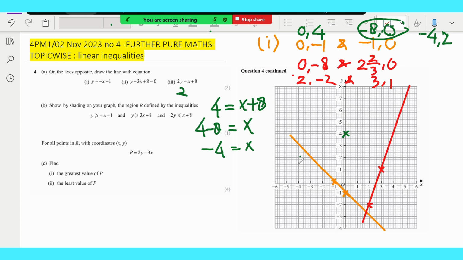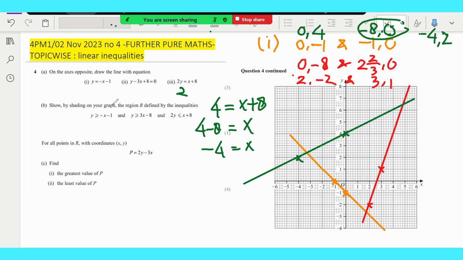So we mark here. Then let's make the line here. This is our line, negative 4, 2 and 0, 4. So these are the 3 lines, and on the axis opposite, draw the line with the equation. So we have done part A, 1, 2, 3. Now it's time to go to part B.